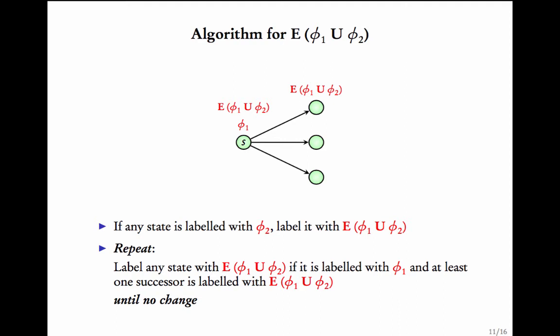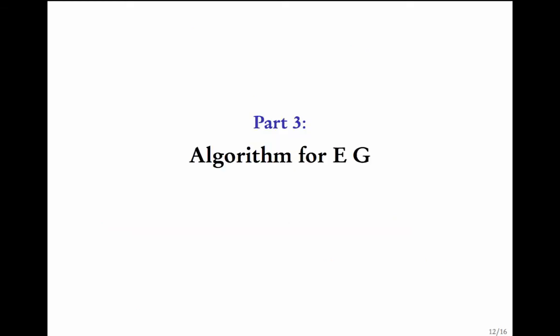In the previous examples, we did E of not P1 until not P2. So we first marked the states with not P1 and not P2. Next, we looked at states where not P2 has been marked, and those states were labeled with E of not P1 until not P2. And then we did this step repeatedly until there was no change. You can have a look at it. We have seen the algorithms for EX and EU. Let us now look at an algorithm for EG.